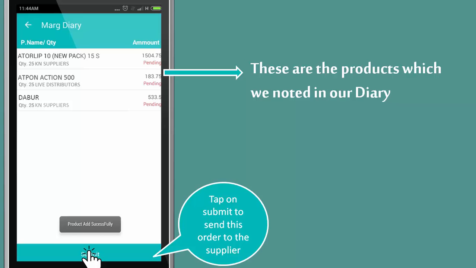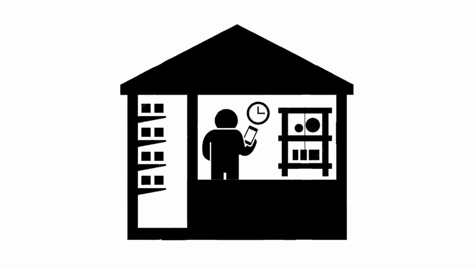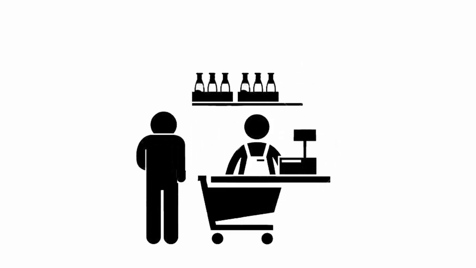and the order will be sent to the supplier. Basically, the retailer can note those products in the diary which he'll need to purchase in the future, like the way he manually notes down in a diary or in a notepad. Normally when a customer walks into the retailer's shop, they purchase certain products.